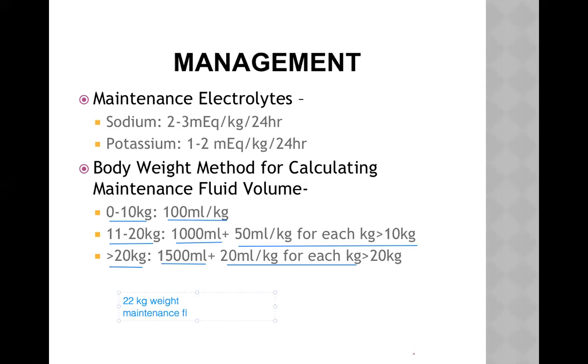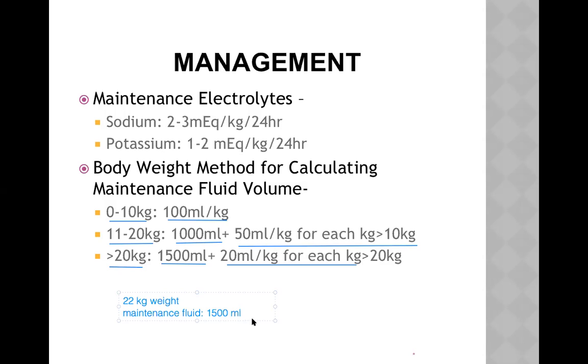How much maintenance fluid does the child need? Now see there, for 20 kg, the child already needs 1500 ml. How did I get this 1500 ml? It's very easy. For the first 10 kg, the child gets 1000 ml, and for another 10 kg, the child just needs 500 ml. So 1000 plus 500 is 1500. Clear?